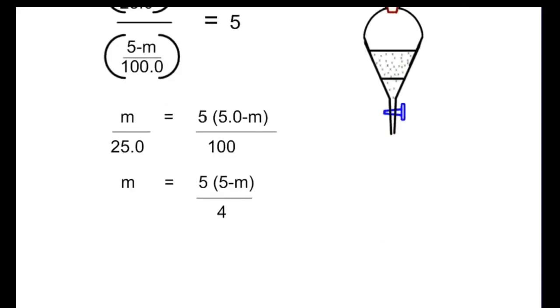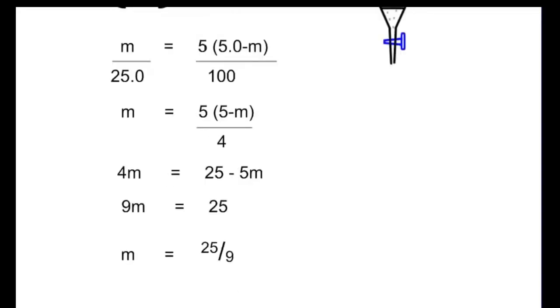Multiply both sides by 25, you're left with M on the left and 5 into 5 minus M over 4 on the right. Multiply both sides by 4, you get 4M equals, and then multiply your brackets out, 5 times 5, 25, minus 5M. Add 5M to both sides, get rid of the minus 5M on the right, you're left with 9M equals 25, so M is 25 over 9. So with the first 25 cubic centimeters, the mass of X extracted of the 5 grams is 2.78 grams.